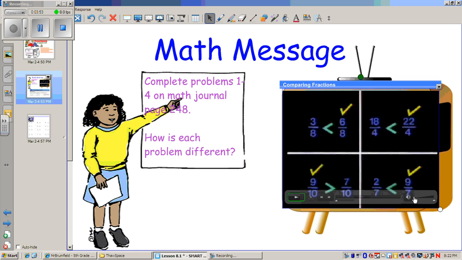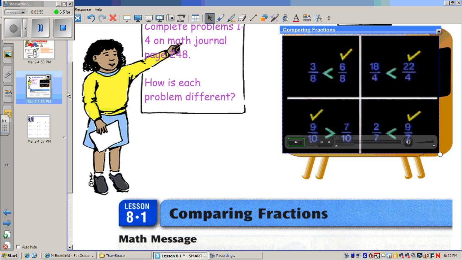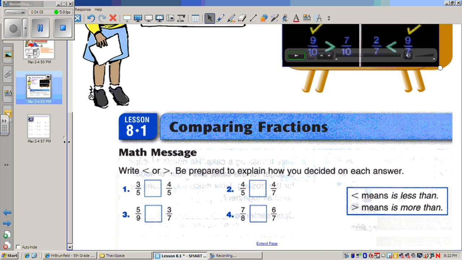So moving on, I want you to think about what he said. Sometimes finding the least common denominator isn't always the best, but it also helps in the end with reducing. So you can decide which works best, quick common denominators or least common denominators. So it says, write greater than or less than. Be prepared to explain how you decided on each answer.